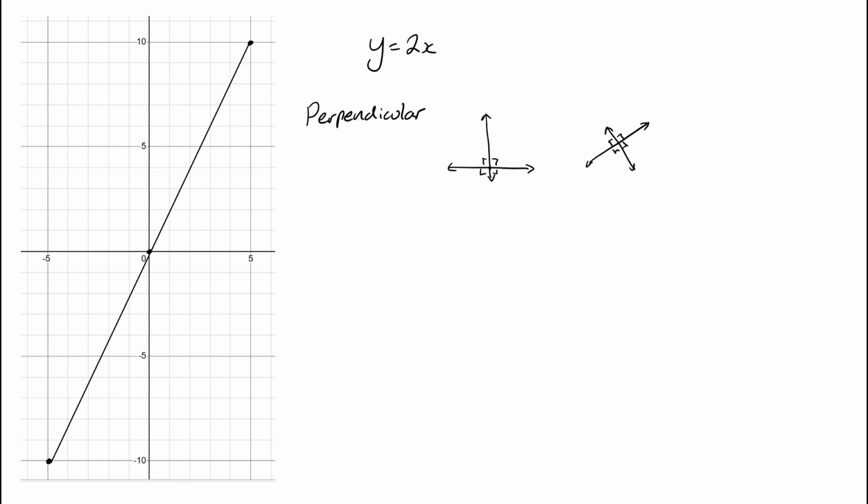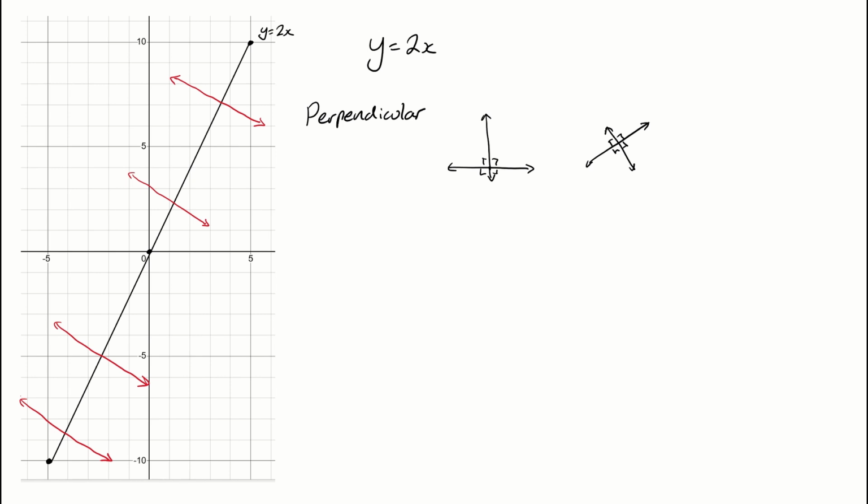So some perpendicular lines, if we try and draw them to y equals 2x, and we'll do them in red. Okay, so we'll try and draw some perpendicular lines here. This line here would probably be perpendicular, so it's about a right angle. This one here looks pretty perpendicular. This one here, maybe this one here. You can draw as many as you want along that line.